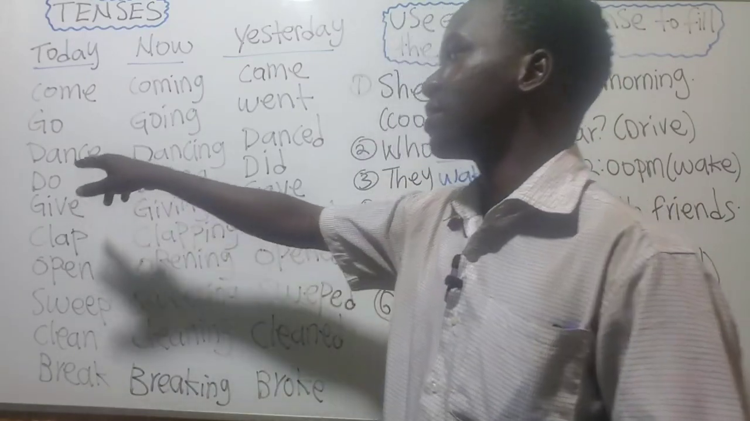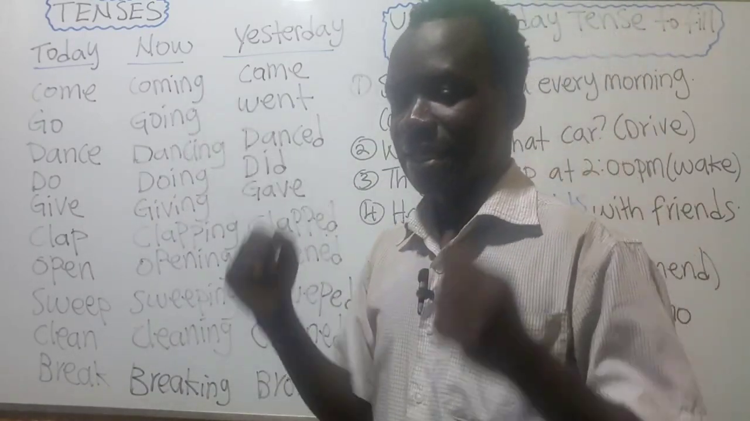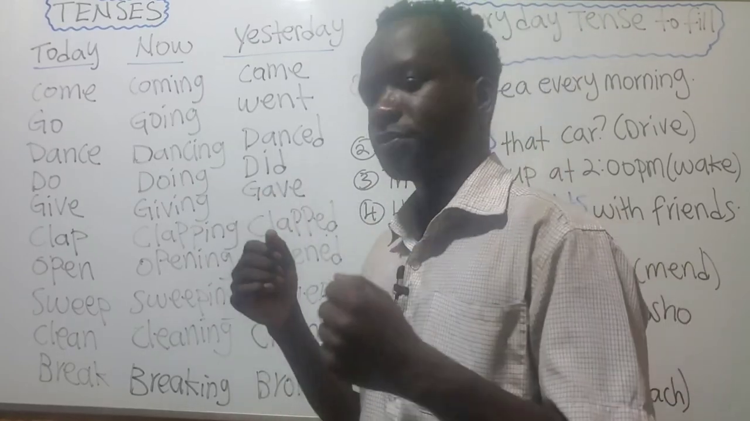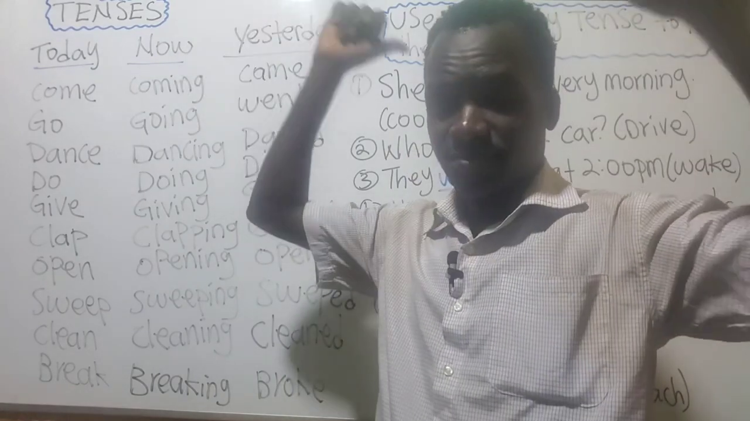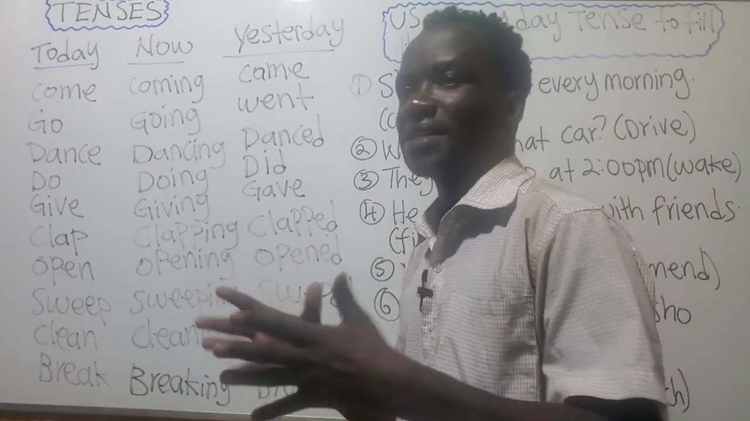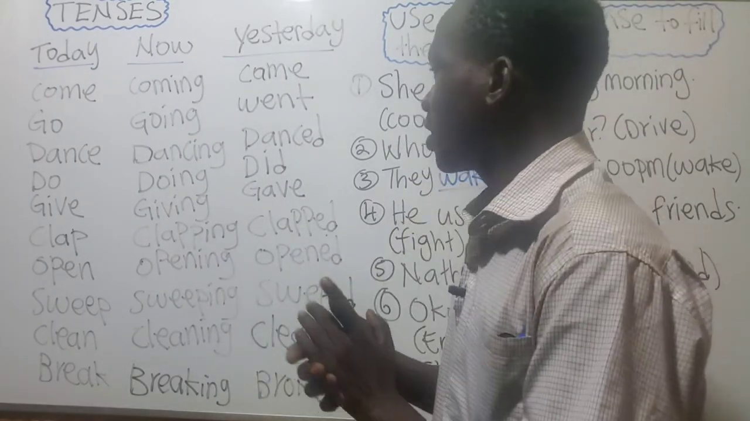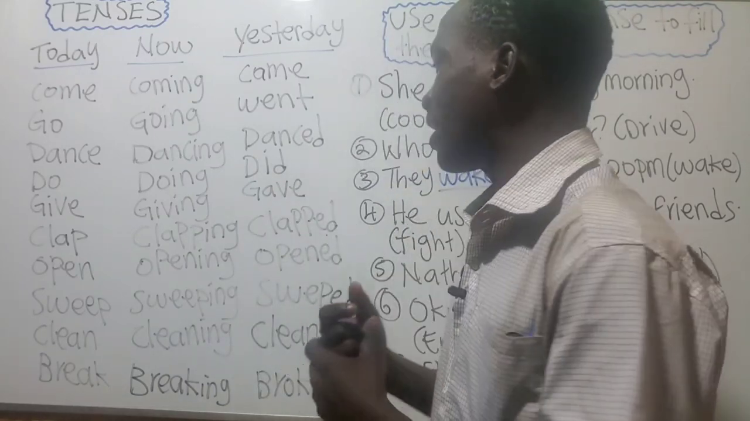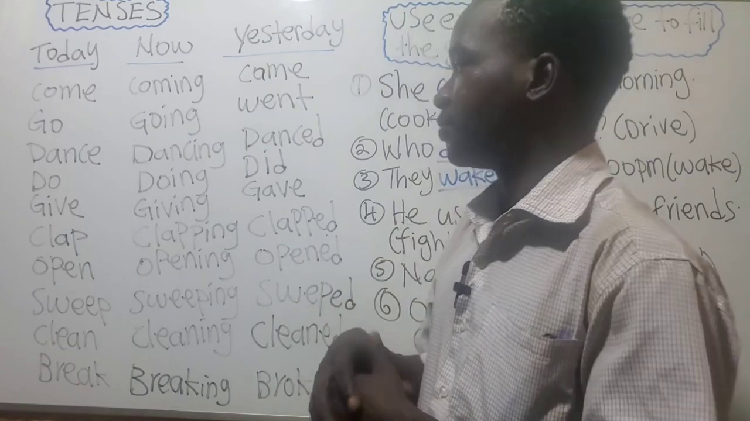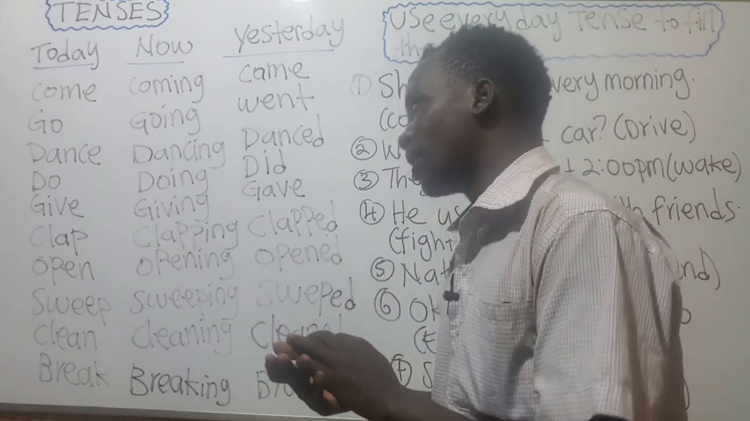And then dancing: I am dancing now. And then danced: I danced yesterday, I danced last year, I danced last week. Okay, if you're talking about the past, you add ed to some words.